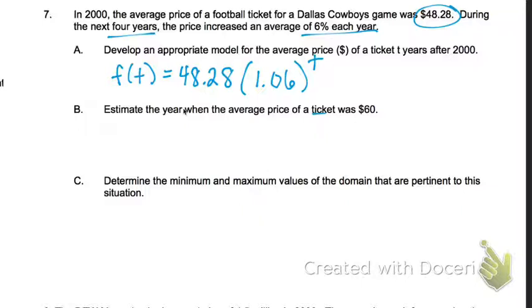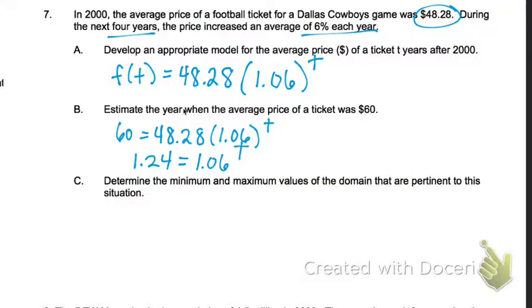Estimate the year when the average price was $60. So now I'm going to set it equal to 60. Divide each side by, not by 60, by 48.28. You get 1.24 equals 1.06 to the t power. Now change to logarithmic form. Log base 1.06 of 1.24 equals t. Plug that in your calculator. You get t equals 3.73.